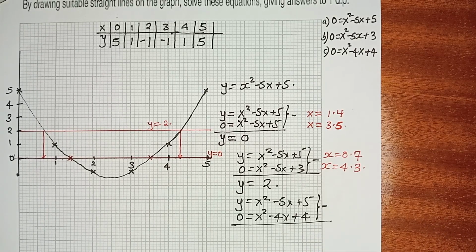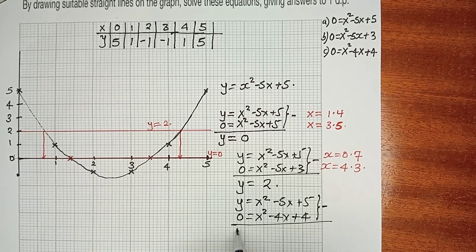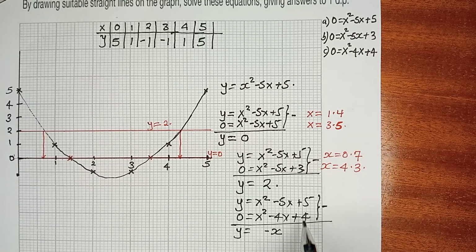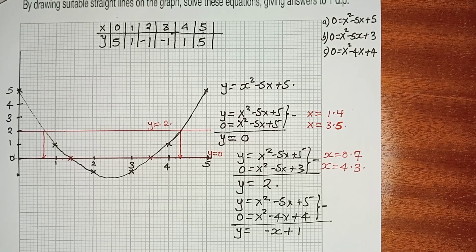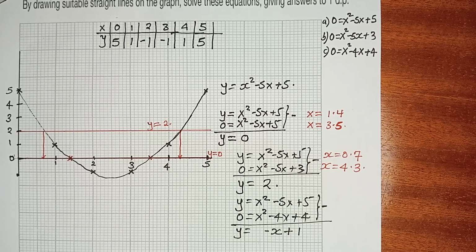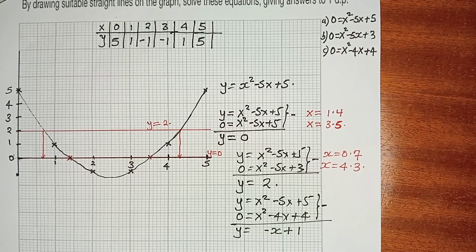Y minus 0 is y. X squared minus x squared is 0. Minus 5x minus 4x. This is now negative x. 5 minus 4 is 1. So we have a new equation, which is y is equals to negative x plus 1. And this is just what we need to construct there. This is the equation we need to construct.